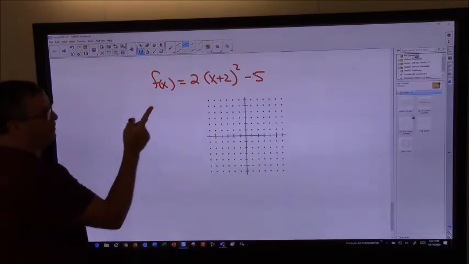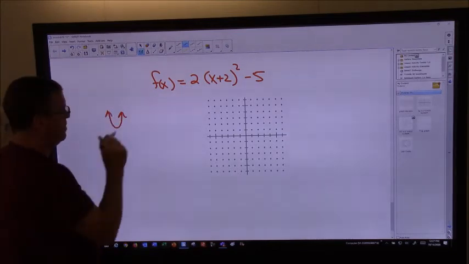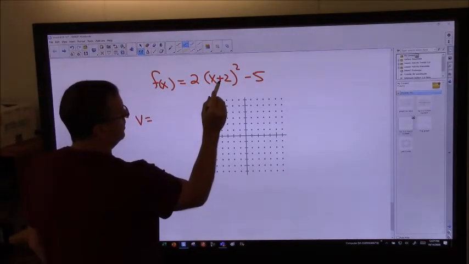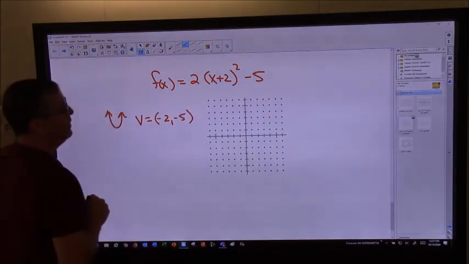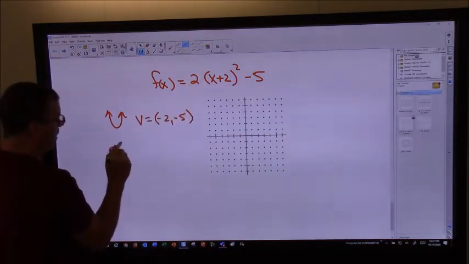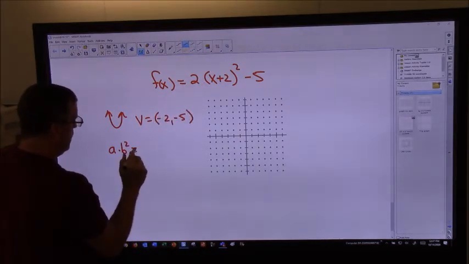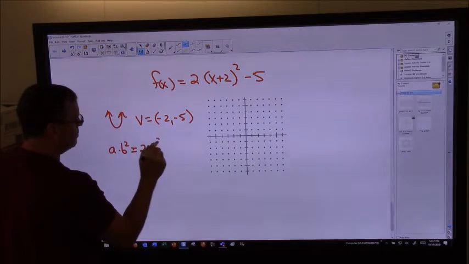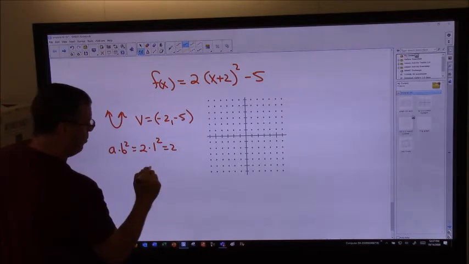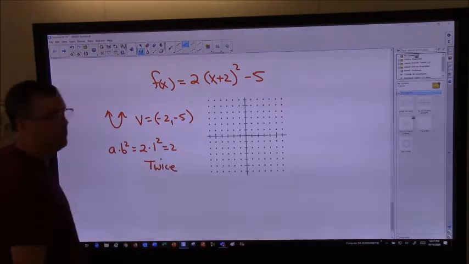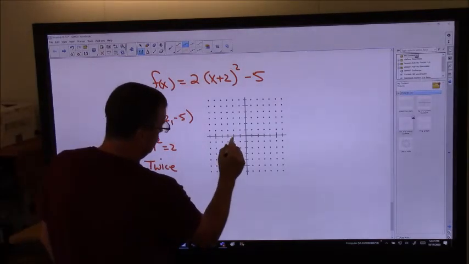All right, so when I take a quick look at this, my a value is positive, so I know the parabola opens up. My vertex is going to be at negative 2 comma negative 5. And if I do a times b squared, my a value is 2, my b value is 1. So that's 2 times 1 squared, which is just 1 times 2, that's 2. So I want to do twice as much as what's normal.